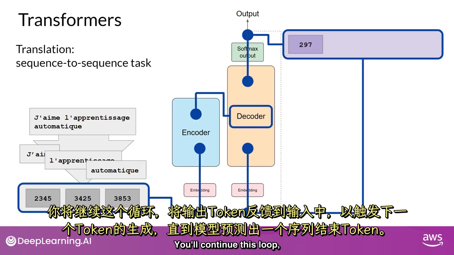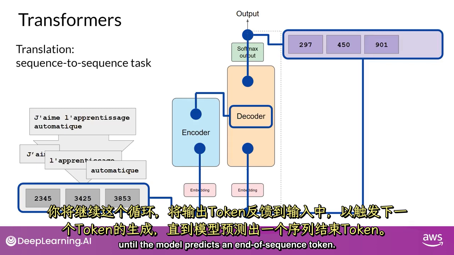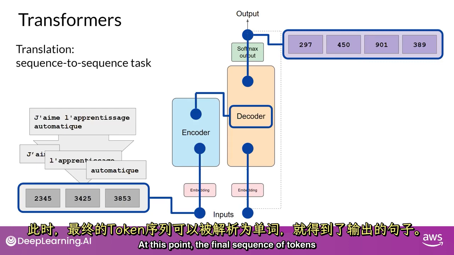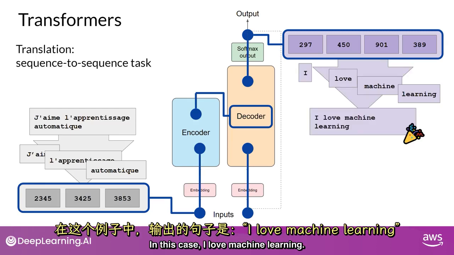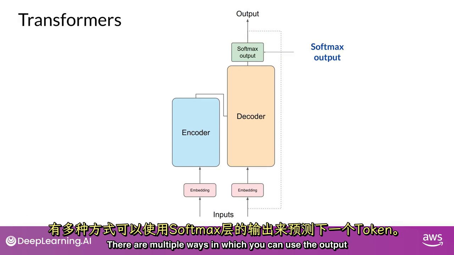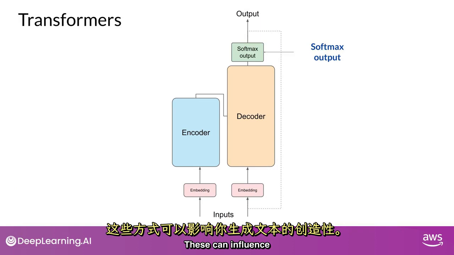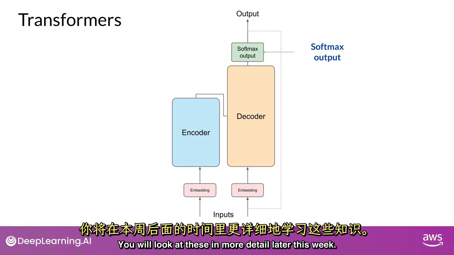You'll continue this loop, passing the output token back to the input to trigger the generation of the next token, until the model predicts an end of sequence token. At this point, the final sequence of tokens can be de-tokenized into words, and you have your output. In this case, I love machine learning. There are multiple ways in which you can use the output from the softmax layer to predict the next token, and these can influence how creative your generated text is. You will look at these in more detail later this week.